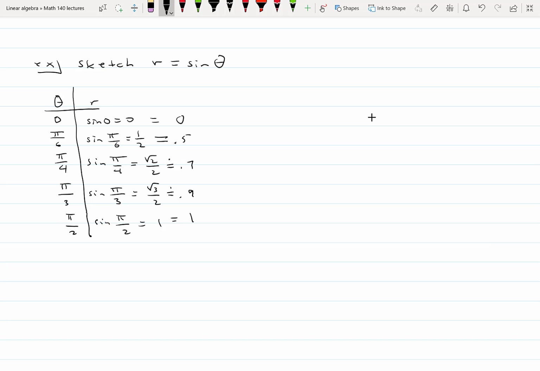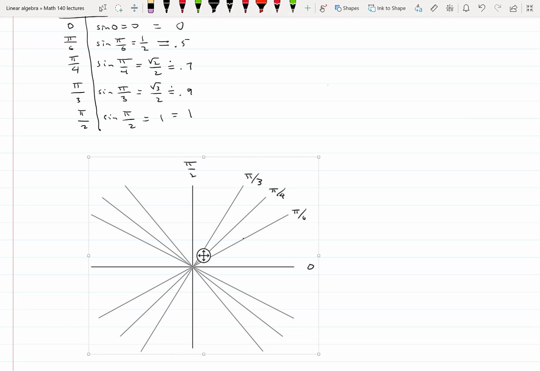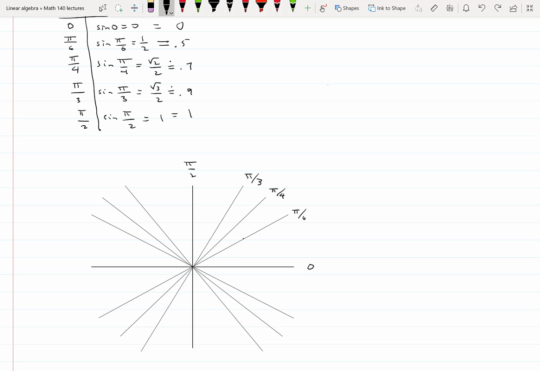Okay, so we're going to need magically another set of axes, so give me 2 seconds. Okay, so here's our set of axes again with the angles. If theta equals 0, r equals 0, that gives us the origin. If theta equals pi over 6, we're at 0.5. So I'm going to call this value 0.5, and this is 1 along the polar axis.